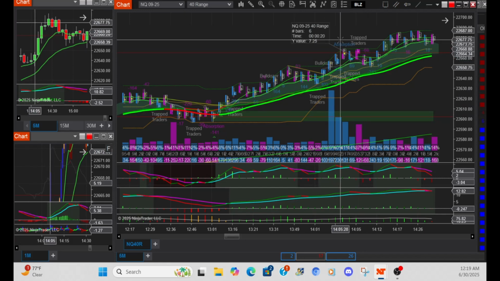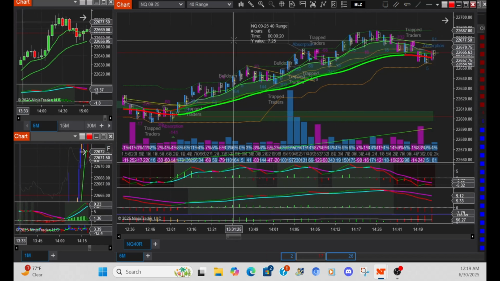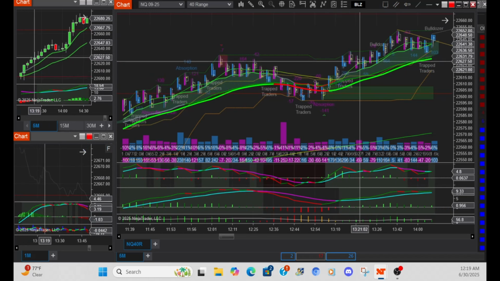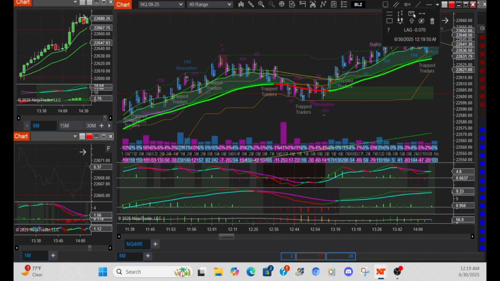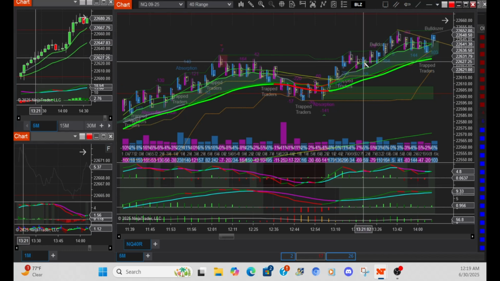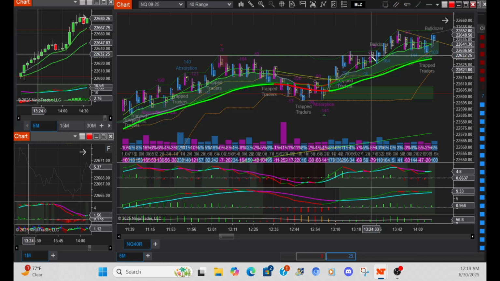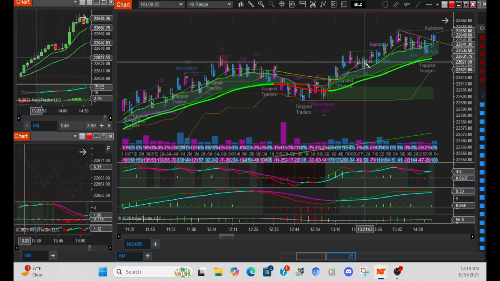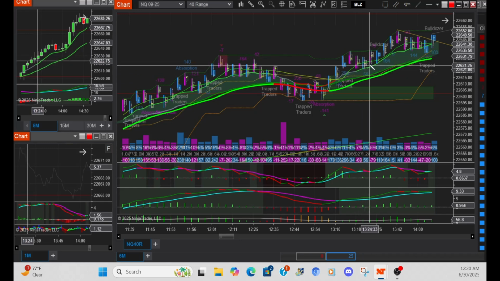Wasn't much, but you still got your scalp. This here was another one right here. This candle broke up here. This is here, right to this. Over on the bottom.